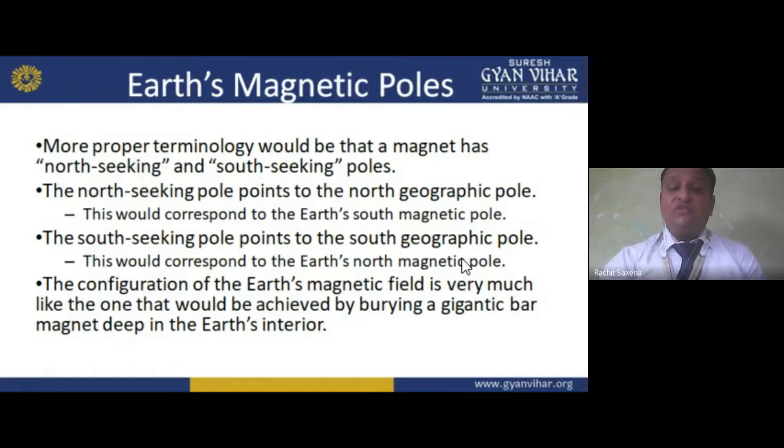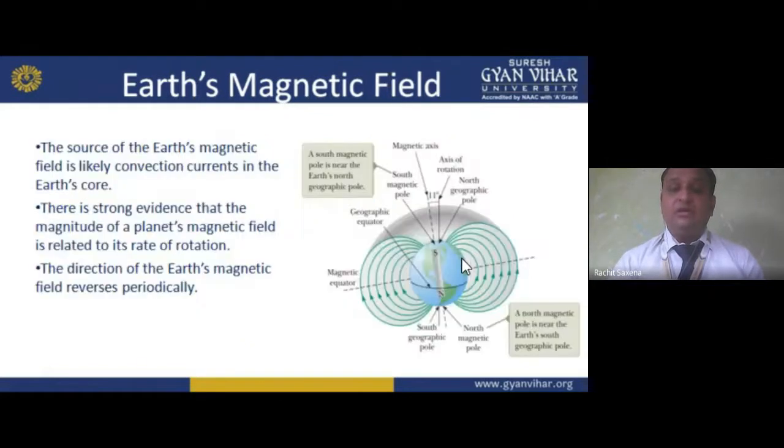Now the extent of Earth's magnetic field is very large, because we know the Earth is very large, my dear student. The Earth has a very large area. So the configuration of Earth's magnetic field is very much like one that would be achieved by burying a gigantic bar magnet deep in the Earth's interior. If you want to achieve this, you use a gigantic bar magnet in the Earth's interior, then you can find it.